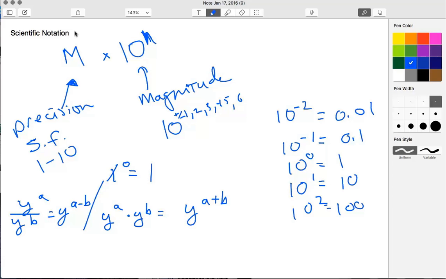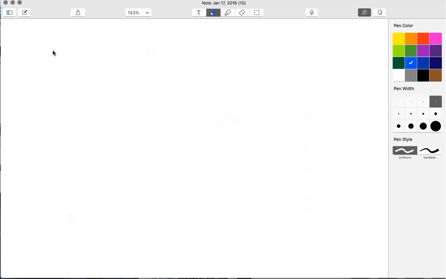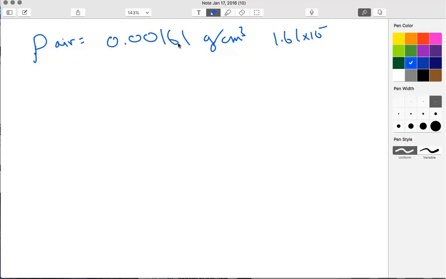Some typical numbers we run into in chemistry. What are some things that we would want to use scientific notation for? So the density of air, what we call rho, the density of air is equal to 0.00161 grams per cubic centimeter. And in scientific notation, that is 1.61 times 10 to the minus 3 grams per cubic centimeter.